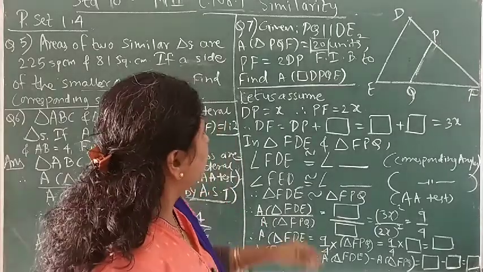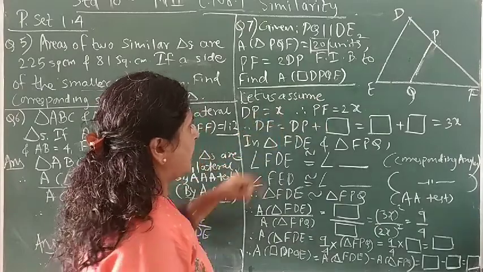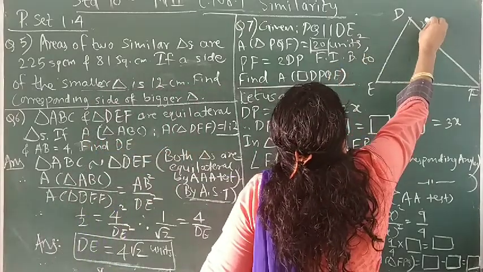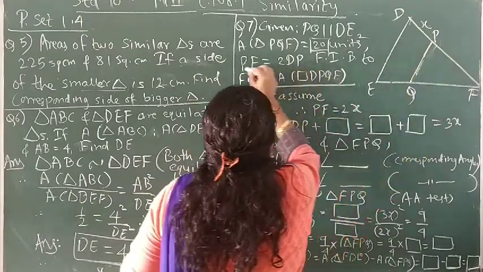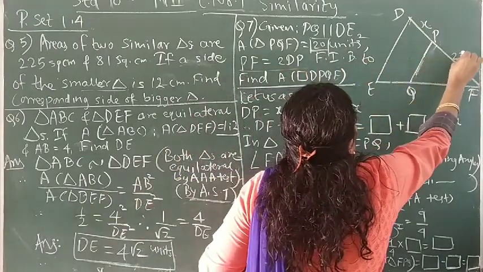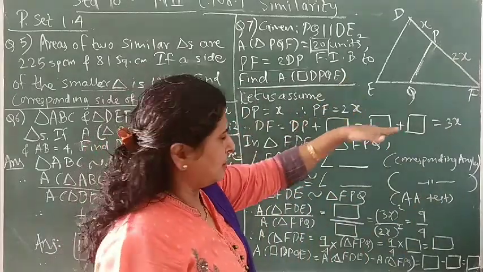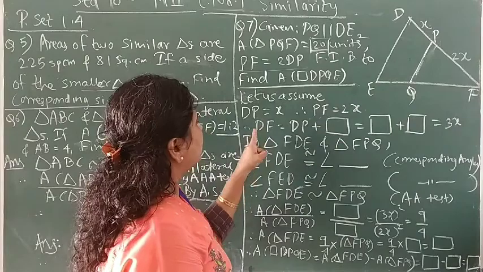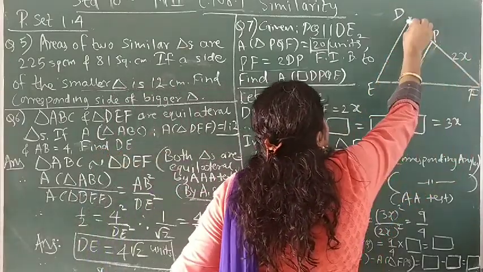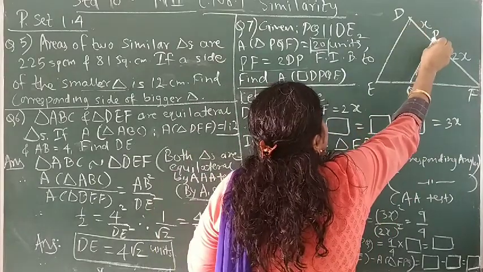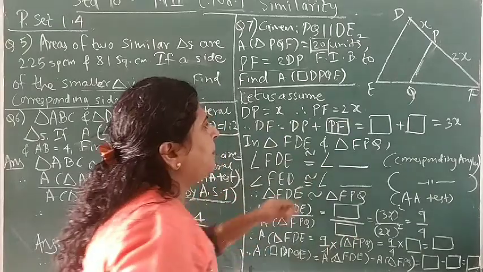Okay, so let's solve what is given. Let's assume DP is equal to X. As we said, if we assume DP to be X, therefore PF, which is twice of DP, is 2X. So let's put it here in the figure, that will be easier for us to fill in the blanks. So therefore DF is equal to what? DF is equal to DP plus what? DP we can see in the figure, it is PF. So the remaining box is here, PF.